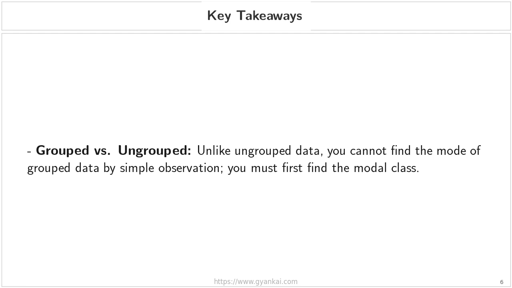Key takeaways. First, let's look at the difference between grouped and ungrouped data. Remember what we discussed at the very beginning. When you have ungrouped data, finding the mode is easy. You just look for the number that appears most often. But, as we saw with our parcel weight example, when data is grouped into intervals, you can't just pick a single number by looking at the table. You first have to identify the modal class.